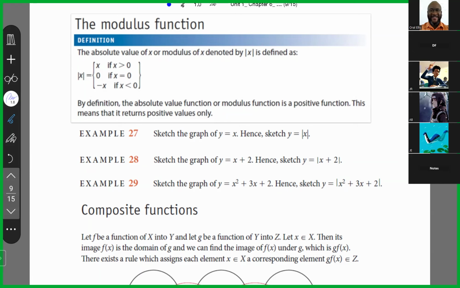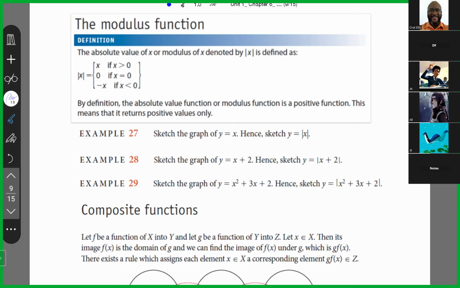the modulus of x is equal to x if x is greater than 0. It is equal to 0 if x is equal to 0. And it is equal to minus x if x is less than 0. So in other words, the modulus function is defined differently for different values of x.